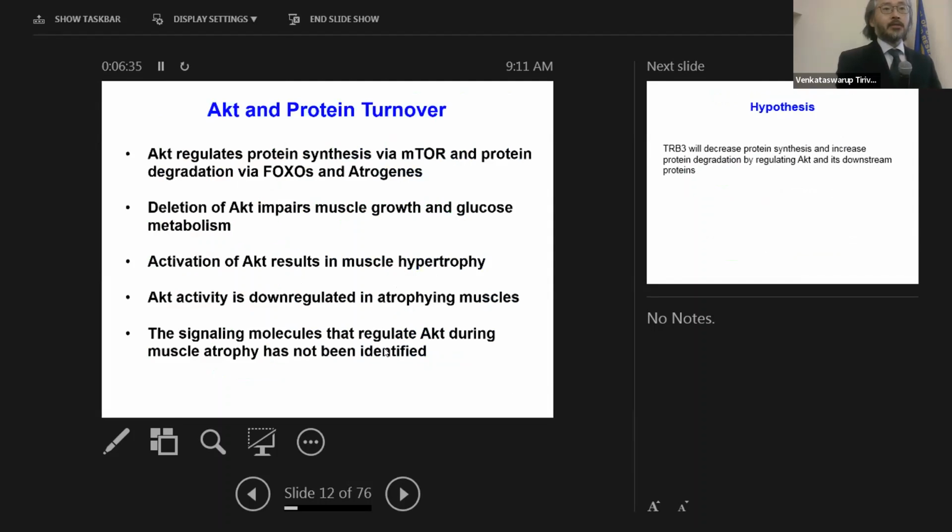Before we get into our recent study, I'd like to remind you of AKT and protein turnover. AKT, as I said earlier, regulates both the protein synthesis and protein degradation pathways by regulating mTOR and the FOXO signal. If you delete AKT, then you would have impaired muscle growth and impaired glucose metabolism. On the other hand, if you activate AKT, then you would have muscle hypertrophy.